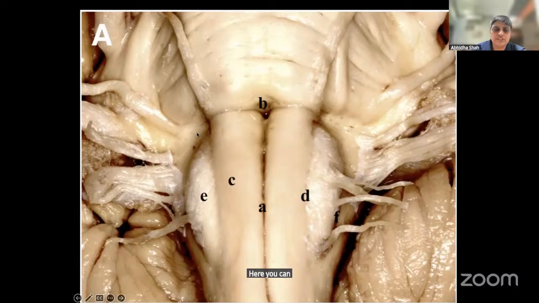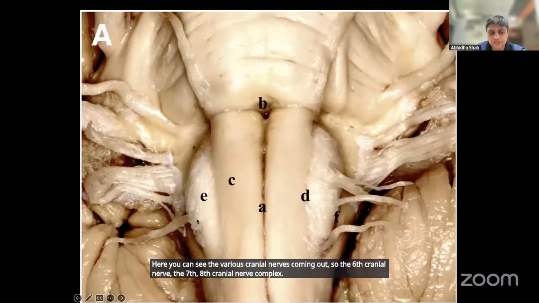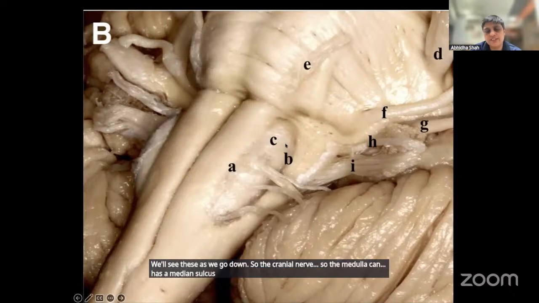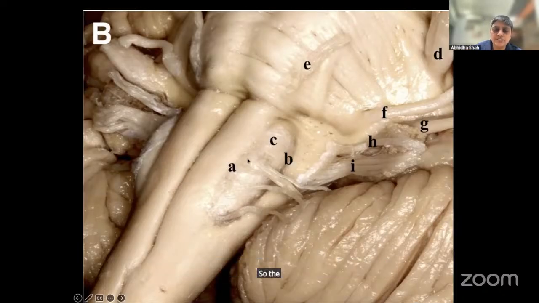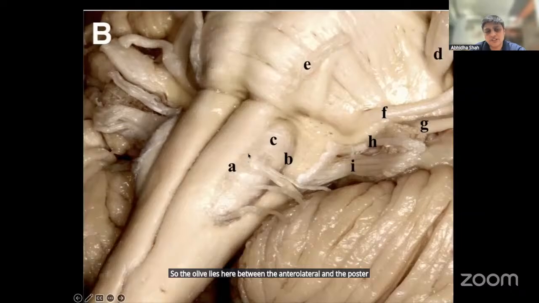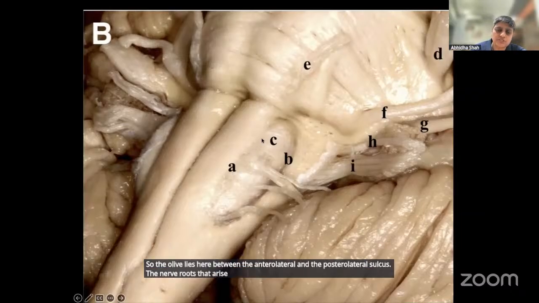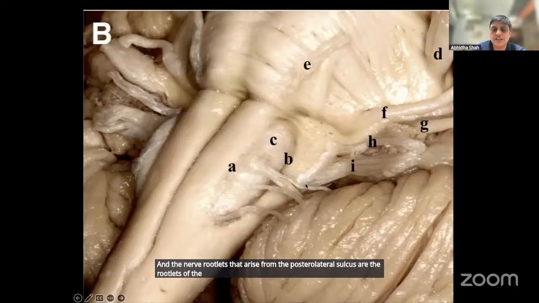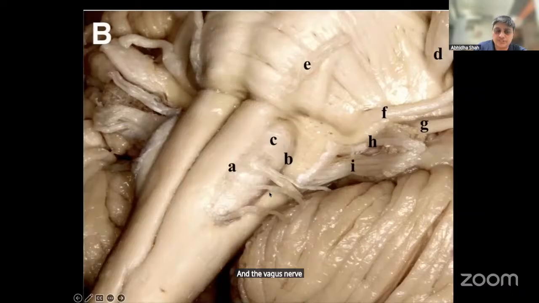Here you can see the various cranial nerves coming out. So the sixth cranial nerve, the seventh, eighth cranial nerve complex. We'll see these as we go down. So the medulla has a median sulcus. It has an anterolateral sulcus and a posterolateral sulcus. So the olive lies here between the anterolateral and the posterolateral sulcus. The nerve roots that arise from the ventral aspects, so medial to the olive from the anterolateral sulcus, are the hypoglossal nerve rootlets, and the nerve rootlets that arise from the posterolateral sulcus are the rootlets of the glossopharyngeal and the vagus nerve, and they come out from this region.